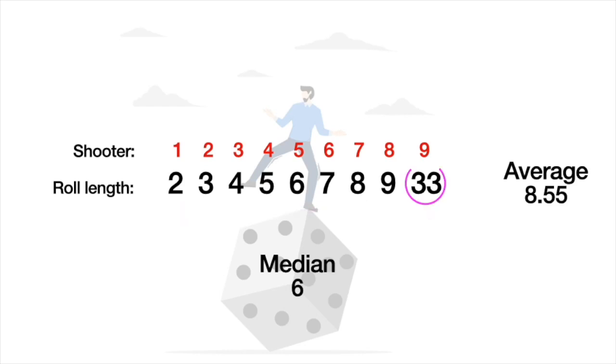The 33 could, for instance, be a 165, and the average would go way up, but the median would stay the same. The reason for the skew is that even though occasional rolls can be very long, the shortest roll can never be shorter than 2. But there is another issue to consider when considering roll length as a statistic.